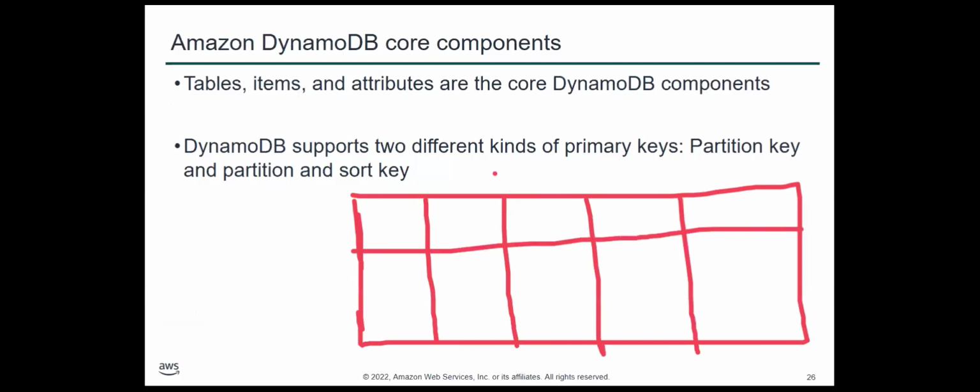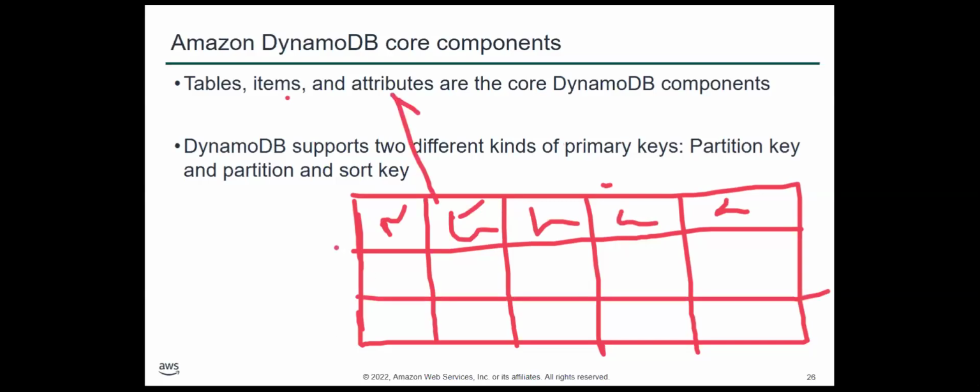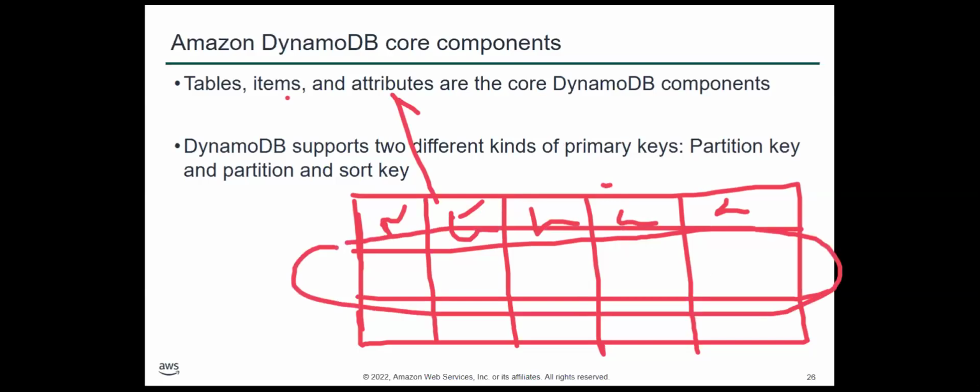Core DynamoDB components. Attributes are nothing but the name, email ID, phone number, age, address. All these are called attributes. Items is nothing but this one. The entire row is called an item. Here we call it items, and in SQL we call it records.